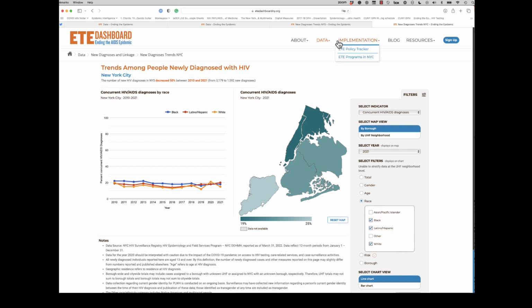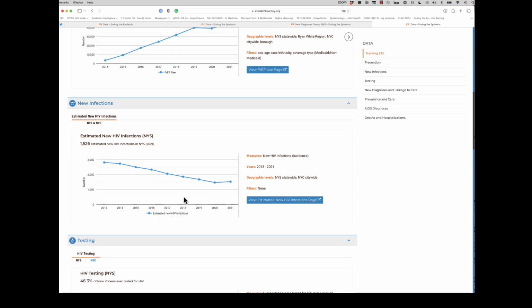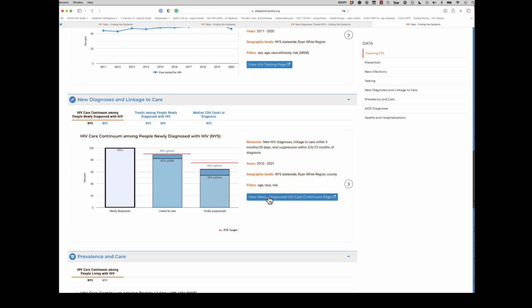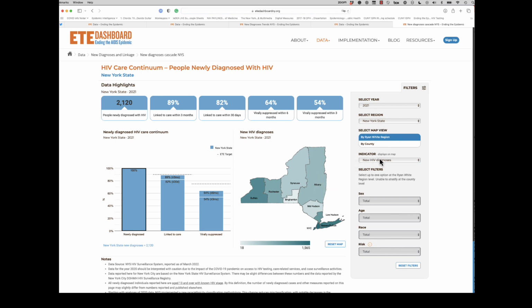The other metric I want to highlight is what's going on with the care continuum for people with newly diagnosed HIV. This is a popular one. I'm going to go to New York City again here.